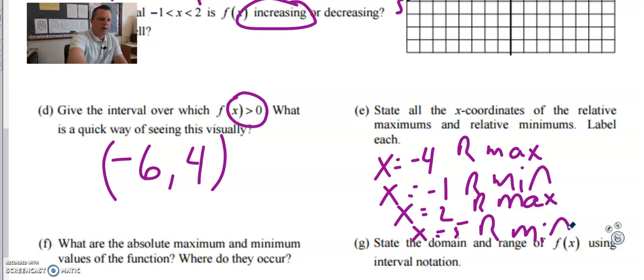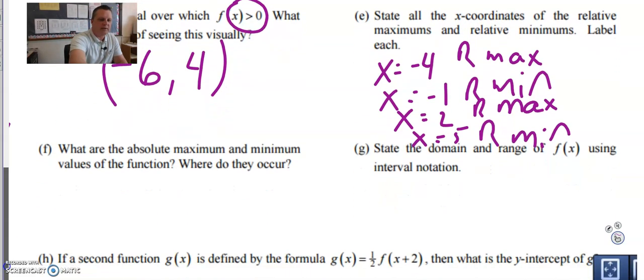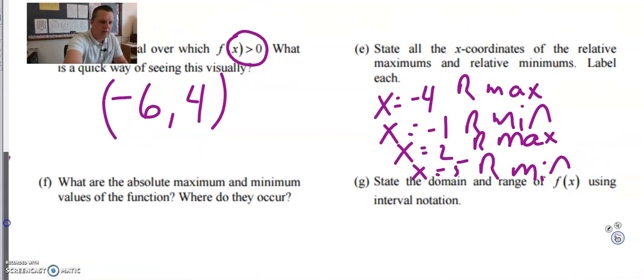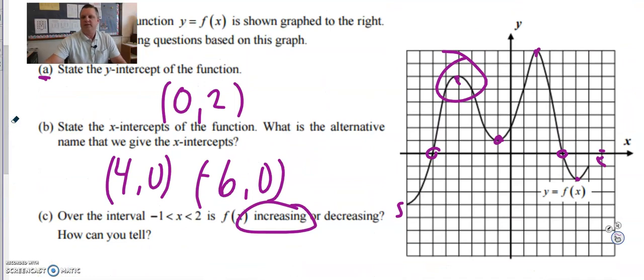Okay? Now the absolute max and min of the function. So the absolute max and min are on the graph. What is the highest point?